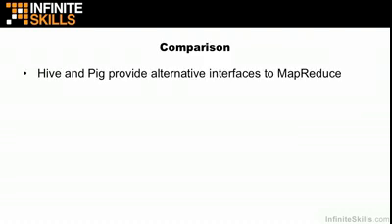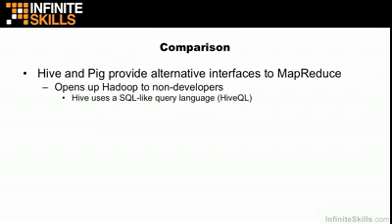Hive and Pig essentially provide alternative interfaces to MapReduce. Writing MapReduce code is pretty tough, and Hive and Pig make it a lot more simple. It basically opens up Hadoop to non-developers. Hive uses a SQL-like query language called HiveQL, and Pig uses its own data flow language called Pig Latin.